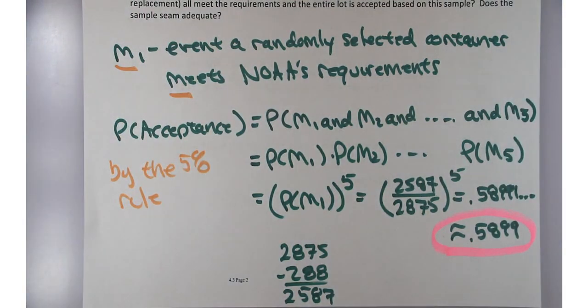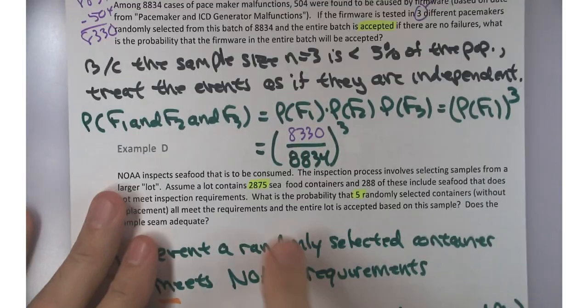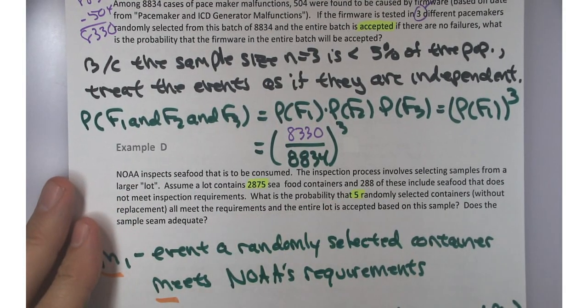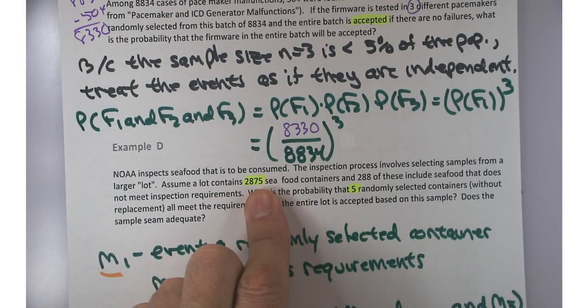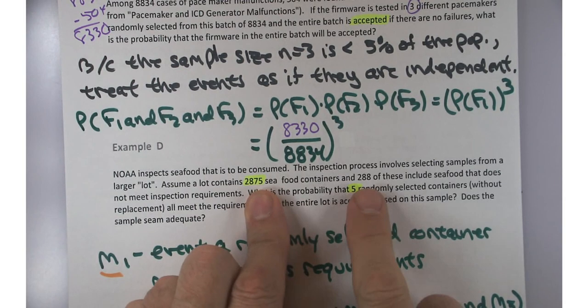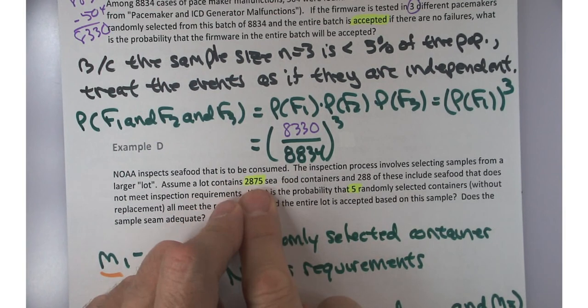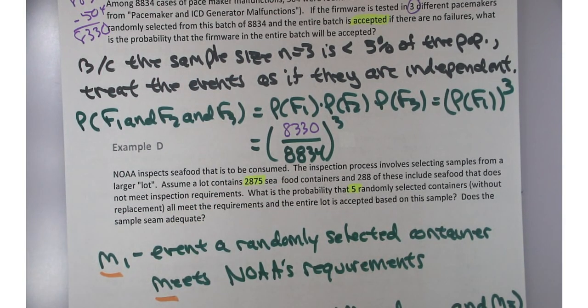Evan? Where did 10% come from? If you look at 288 compared to 2,875, this is about 10% of that. So that's what I call the failure rate. That's 10% of this batch isn't passing. And if 10% of my food isn't good, I want a better than 90% chance of getting food that's not going to make me sick. Okay. So that's where that 10% is coming from.